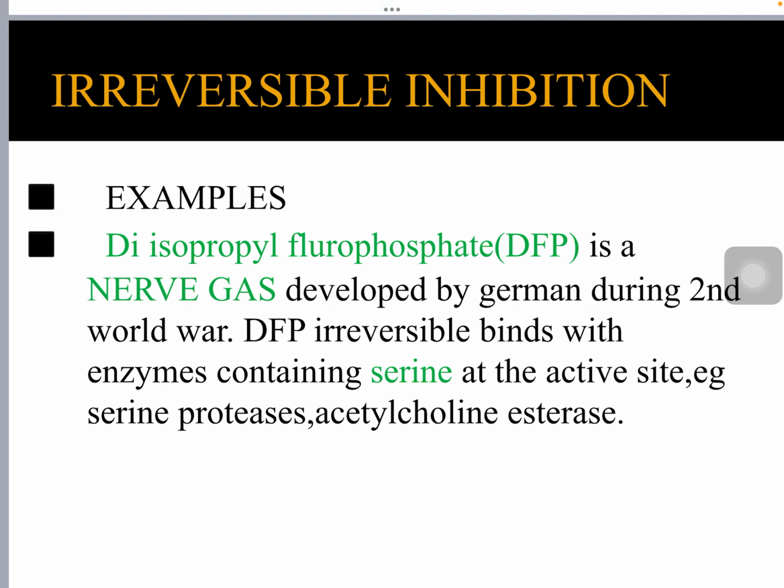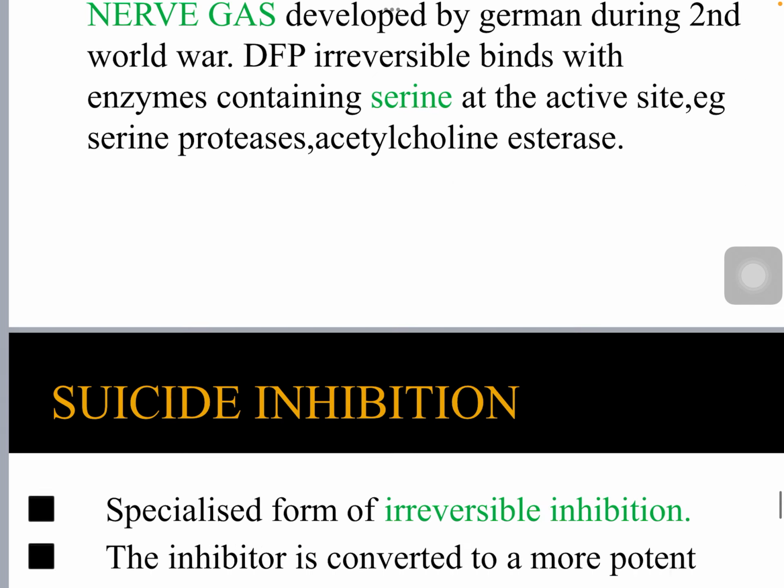As examples of irreversible inhibition, consider diisopropyl fluorophosphate, a nerve gas developed by the Germans during the Second World War. Diisopropyl fluorophosphate irreversibly binds with enzymes containing serine at the active site. Examples are serine proteases and acetylcholine esterase.